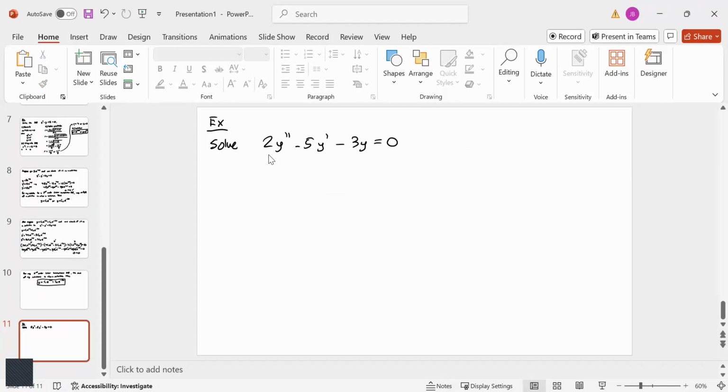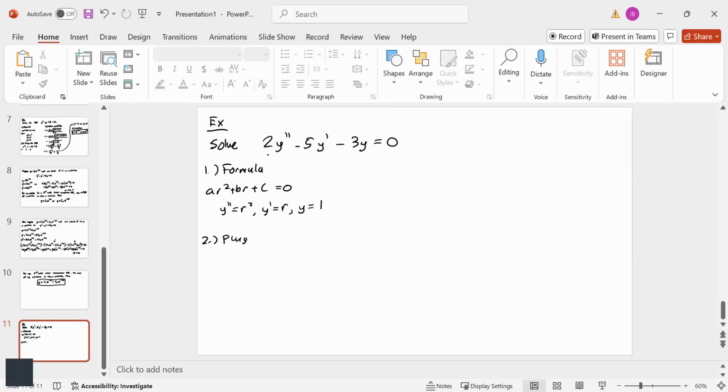So we're going to say, okay, step 1, what is my formula? ar squared plus br plus c equals 0. And then y double prime equals r squared. y prime is equal to r. y is equal to 1, right? That is the main formula that will carry you through this entire chapter if you just memorize that. I promise you.